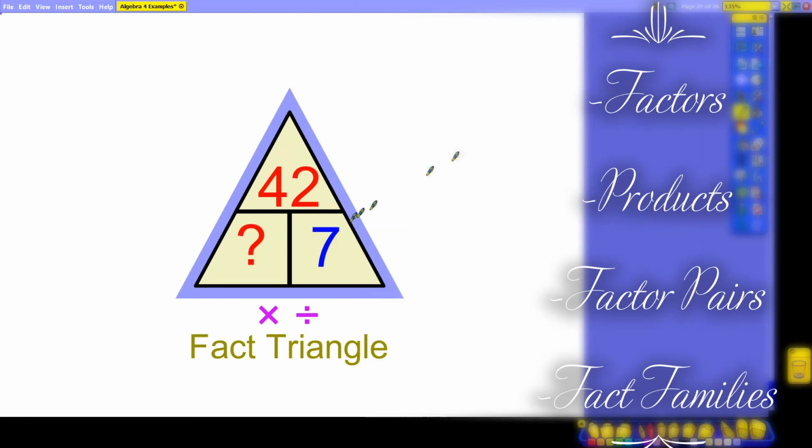Okay, let's look at this one. Something times 7 gives me 42, and it must be an even number because this is even, this is odd. So we know it's 6. 6 times 7 is 42. So that's the answer. Move on. Something times 5 gives me 45. Remember, 4 and 5 is 9, so it gives you a clue. It must be 9. 9 times 5 is 45.